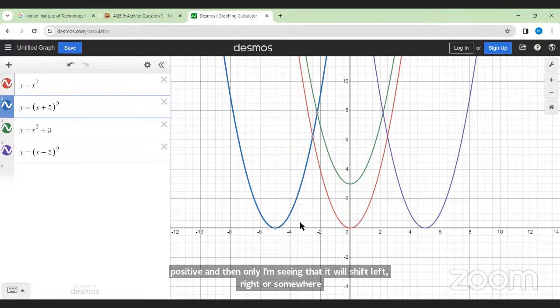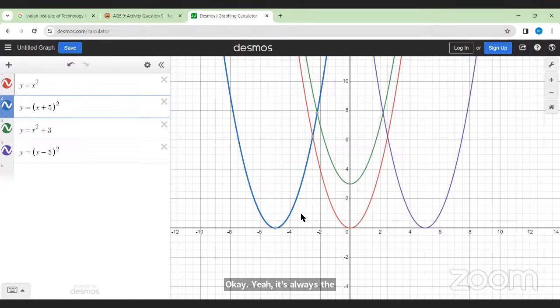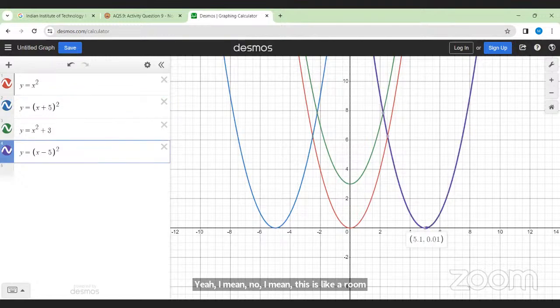Now we are looking at where the origin is moving. For x equal to 5, y is becoming 0 in the fourth graph, the purple one. So for x equal to 5, y is becoming 0, so it is moving towards the right.